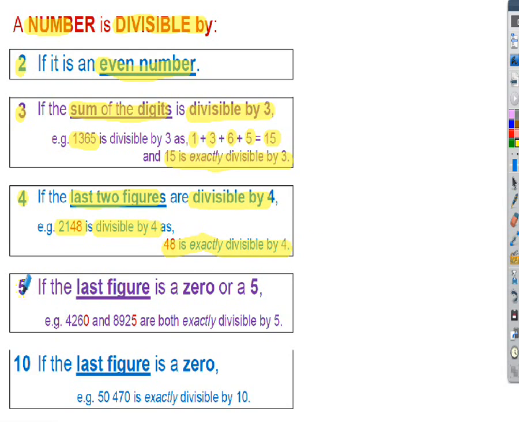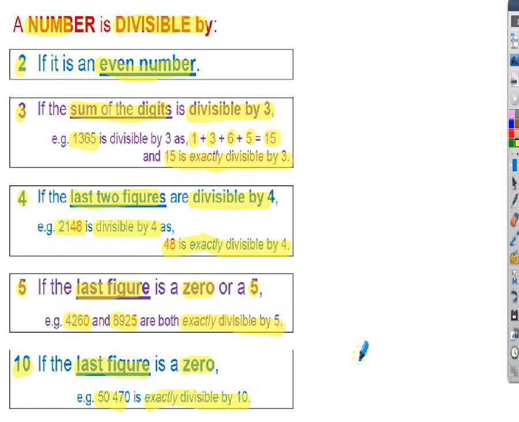A number is divisible by 5 if the last figure is a 0 or a 5. So for example, 4260 can be divided by 5, and also 8925 can be divided by 5. They're both exactly divisible by 5. And finally, a number can be divided by 10 if the last figure in the number is a 0. So 50,470 is exactly divisible by 10.